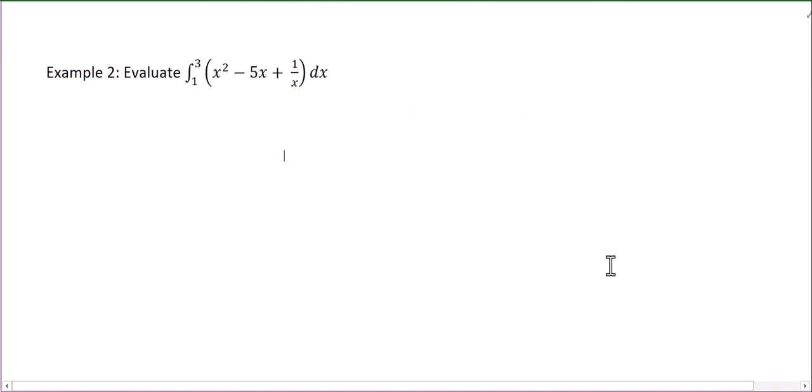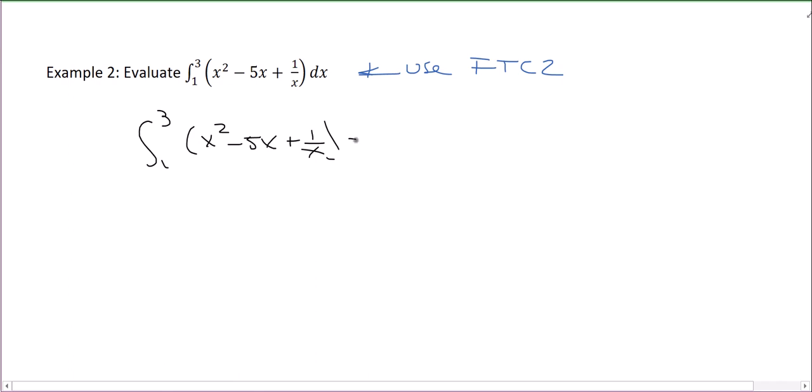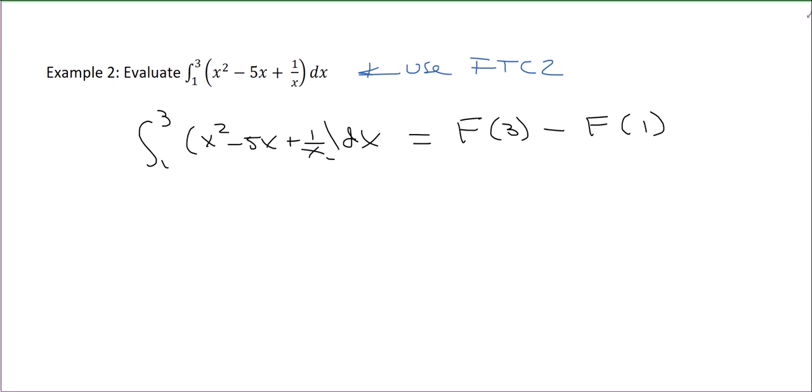So here, let's evaluate this, and we're going to use the fundamental theorem of calculus, so FTC 2. So what that means is then I'm going to just find the antiderivative. So can I just find the antiderivative of this? Yes. So I'm going to say the integral from 1 to 3, so the area between this curve and the x-axis on the interval 1 to 3 is going to be the antiderivative of this function evaluated at 3 minus the antiderivative of that function evaluated at 1. So let's see what we get.